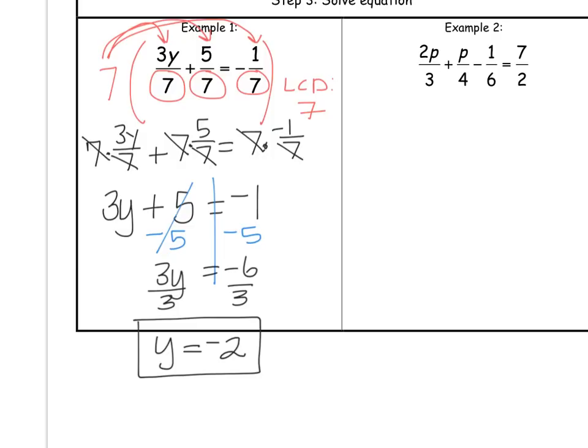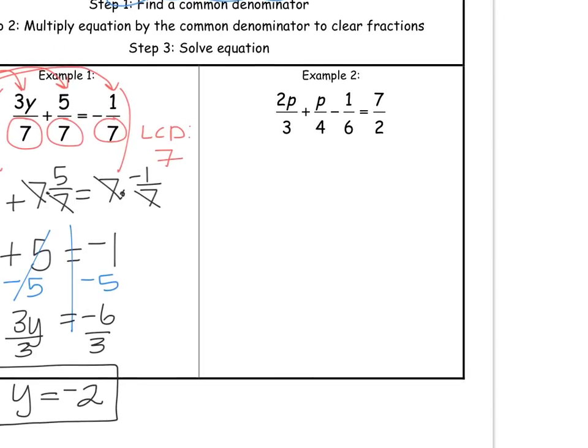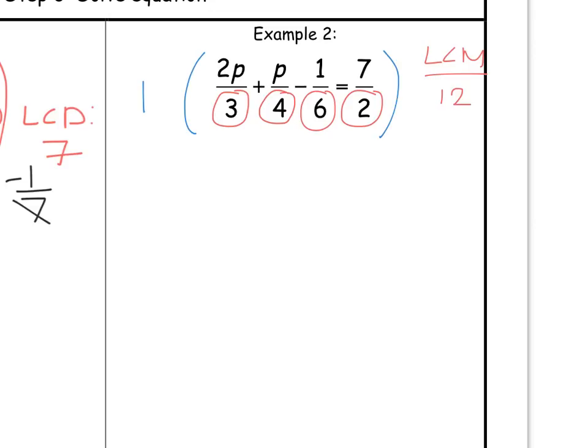Sometimes our common denominator isn't as clear as in example 1, like in example 2 right here. So we have to find the least common denominator, or the least common multiple of 3, 4, 6, and 2. And the least common multiple of those numbers is 12. So we're going to take this equation and multiply every term by 12.